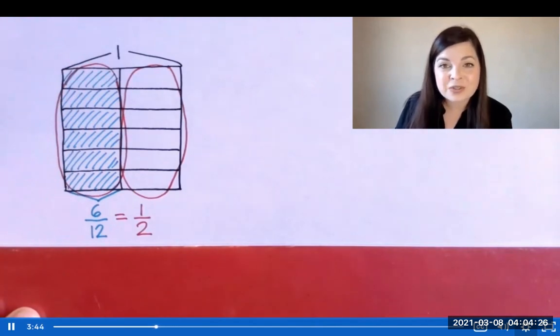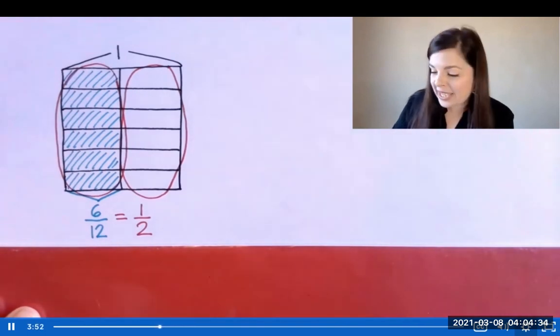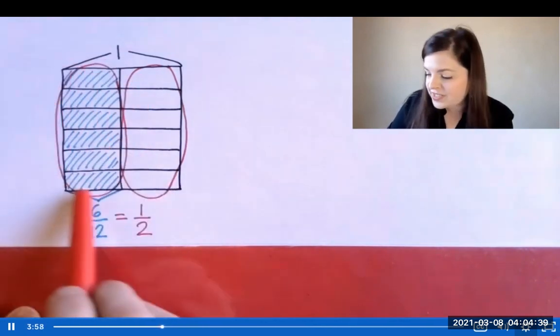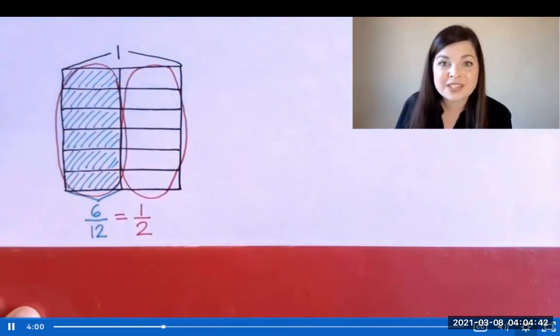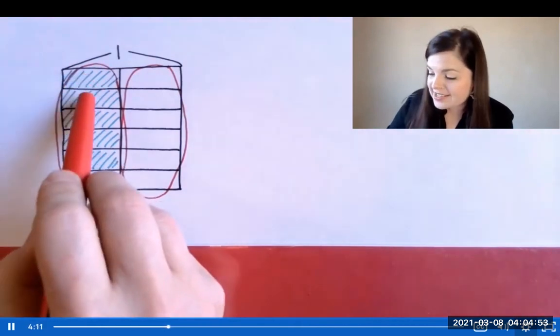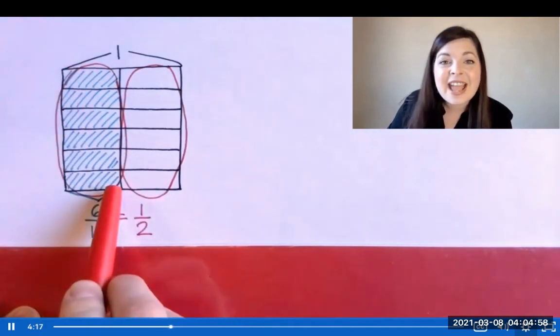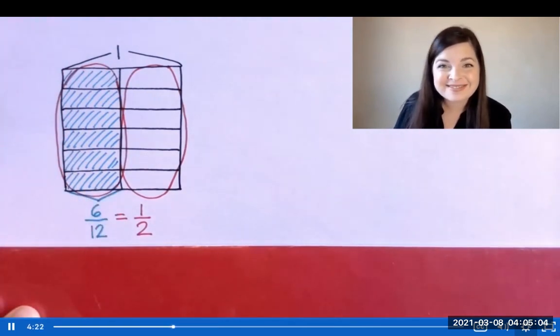When we composed the fractional units, what happened to the number of units in the whole? Well, to start, we had 12 smaller units in the whole, and when we composed groups of 6, now we have 2 larger units in the whole. So we have fewer units in the whole. What about the number of selected units? Well, to start, we had 6 smaller selected units, and when we composed groups of 6, now we have 1 selected unit. So we have fewer selected units as well.